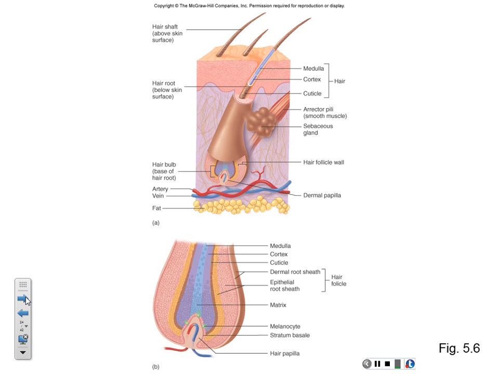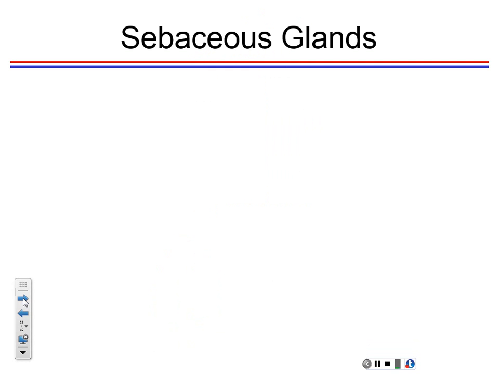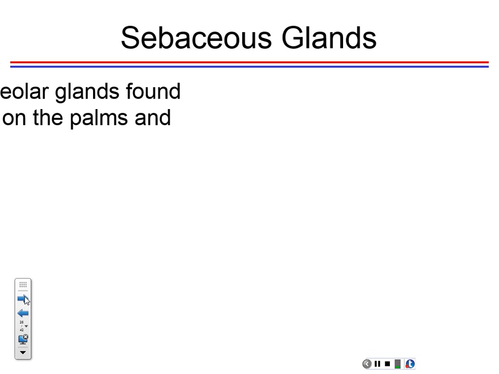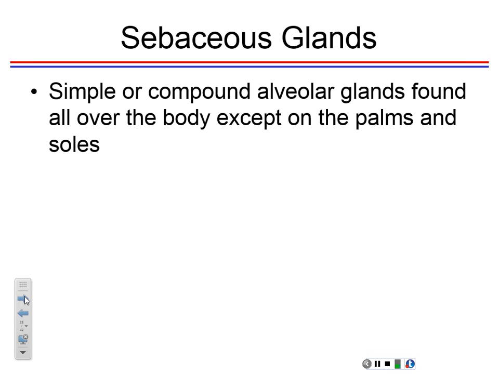Hair follicles are associated with the sebaceous glands, right? And inflammation of those glands is what gives you pimples. And the shaft, you can see that, and then the three layers: medulla, cortex, and cuticle. So sebaceous glands, we talk about them because they are also involved in production of sebum, which is oil. It's natural oils, again, to retard water loss.